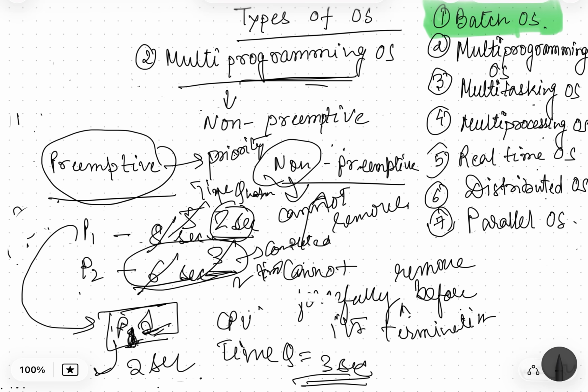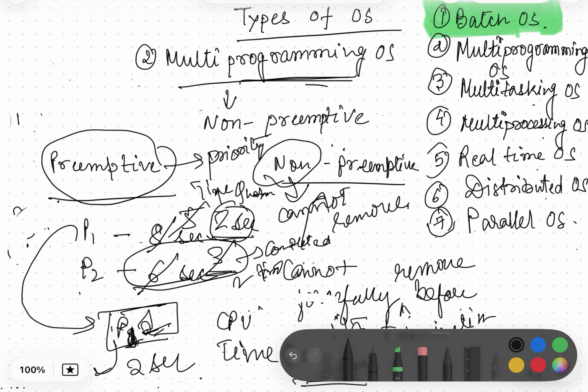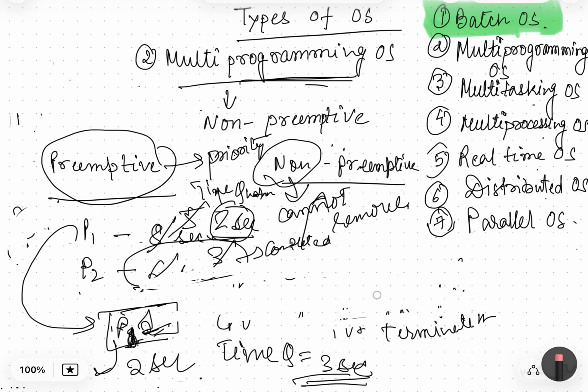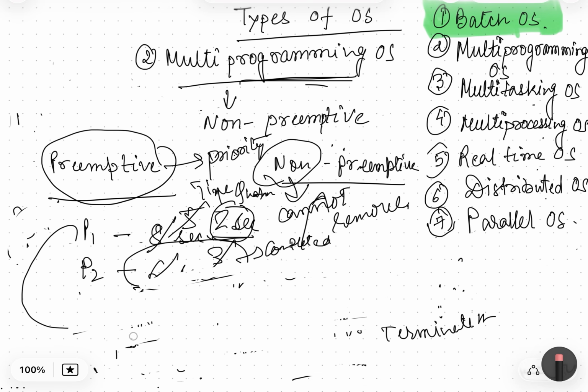So this whole process, where the process can leave the CPU and then another process can enter the CPU, is known as preemptive. This generally happens if there is a process with higher priority than the process in the CPU. Then the process can be forcefully removed from the CPU, forcefully removed by the OS.